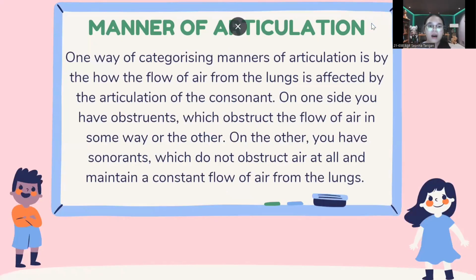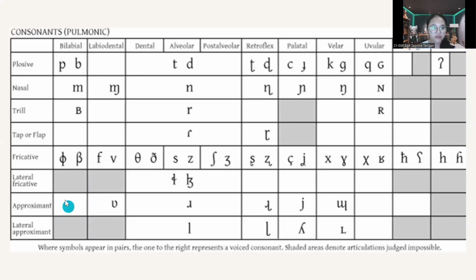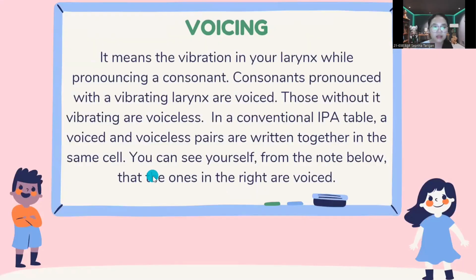Next is manner of articulation. One way of categorizing manners of articulation is by how the flow of air from the lungs is affected by the articulation of the consonant. On one side, you have obstruents, which obstruct the flow of air in some way or the other. On the other, you have sonorants, which don't obstruct air at all and maintain a constant flow of air from the lungs. So here is the manner of articulation: plosive, nasal, trill, tap or flap, fricative, lateral fricative, approximant, lateral approximant. Okay, let's see about articulation.